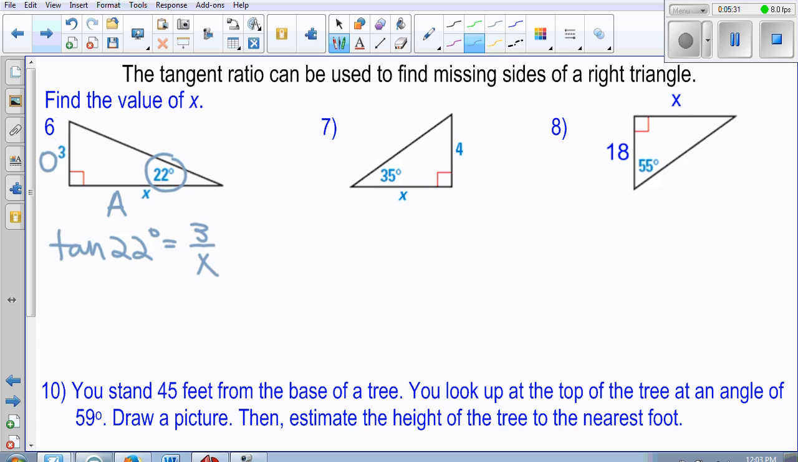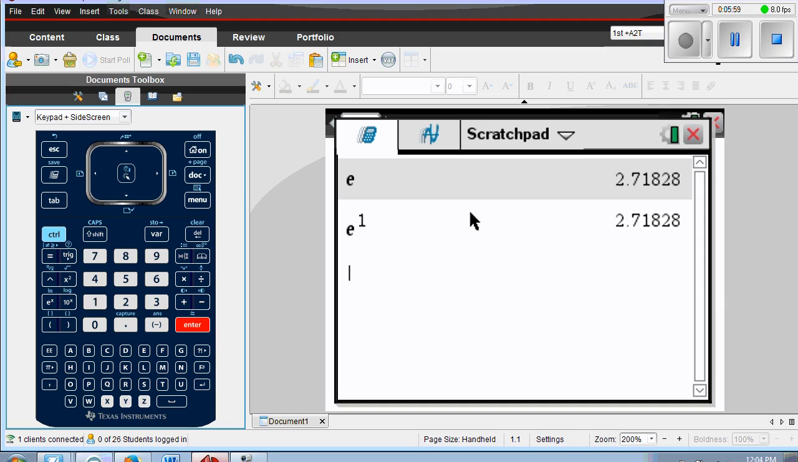Now anytime we solve a problem like this, if x is in the denominator, like this one currently is, then we are going to use division to solve the problem. So we are going to take 3 and divide by tan of 22 degrees. This is going to come out a messy decimal, so we're just going to round the decimal to 1 decimal place. Now, if I pull up my calculator, I can do a fraction, so 3 divided by.